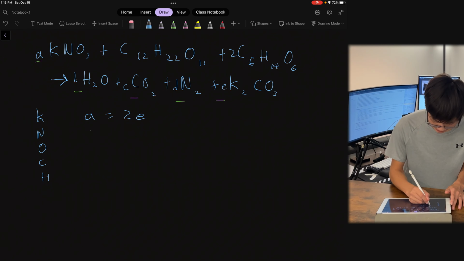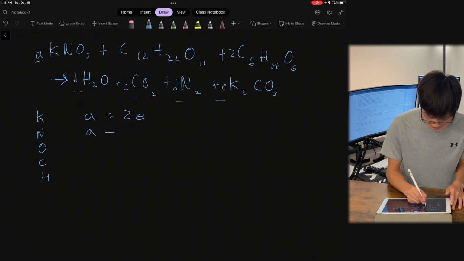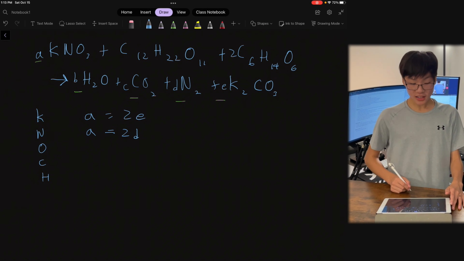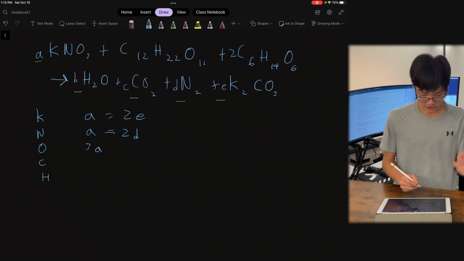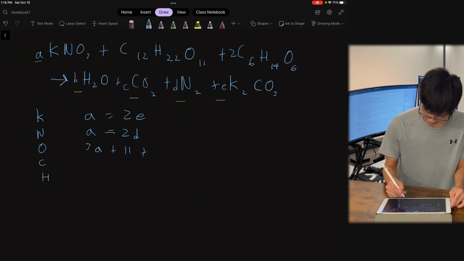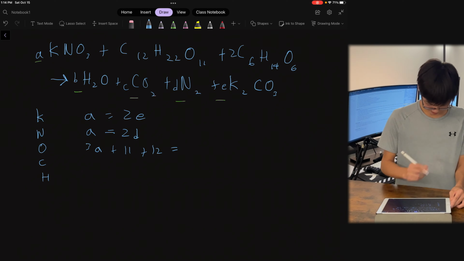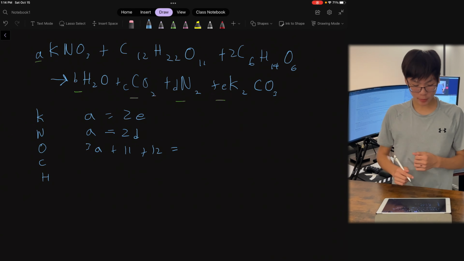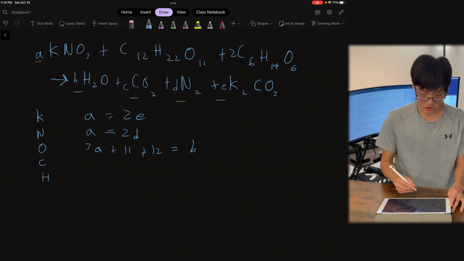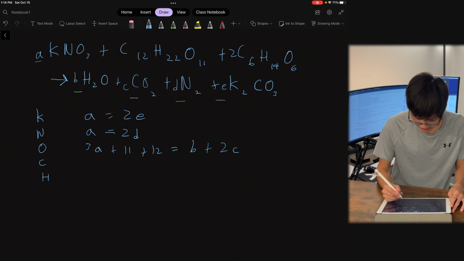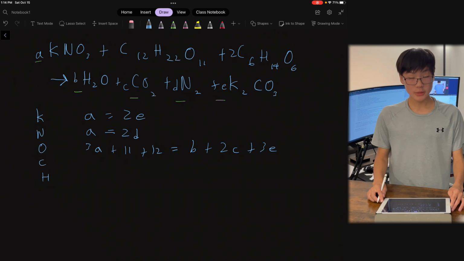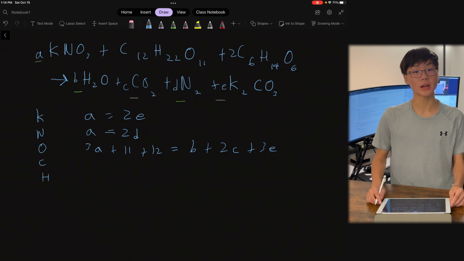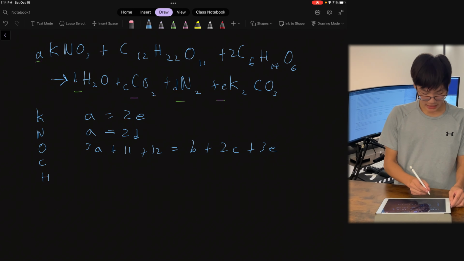So for nitrogen, we're going to have A atoms of nitrogen on our reactant side, and 2D atoms of nitrogen on our product side. Now for oxygen, we're going to have 3A atoms of oxygen, along with 11 atoms of oxygen and 12 atoms of oxygen. And for our products, we're going to have B atoms of oxygen, 2C atoms of oxygen, along with 3E atoms of oxygen. So that's going to be our equation for oxygen.